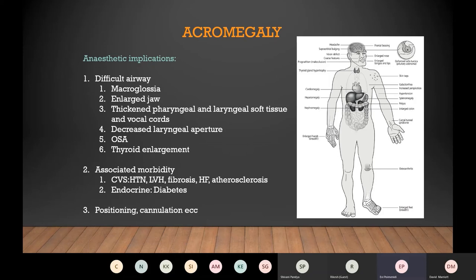Now, these patients also have associated morbidity. They can be hypertensive. They can have hypertrophy of the left ventricle. They may have fibrosis, heart failure, and atherosclerosis. They also present with diabetes. Other issues that you might have in these situations, and they're really big, these patients are really tall, and their skin is really different from the normal one. So you might have issues with positioning, cannulation, etc.